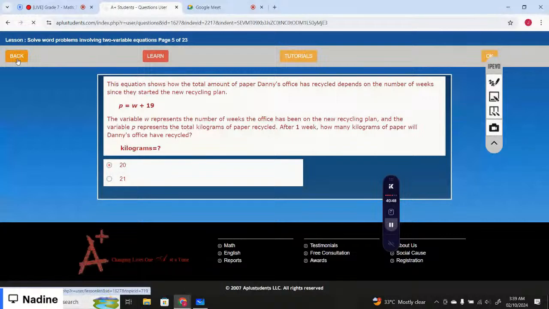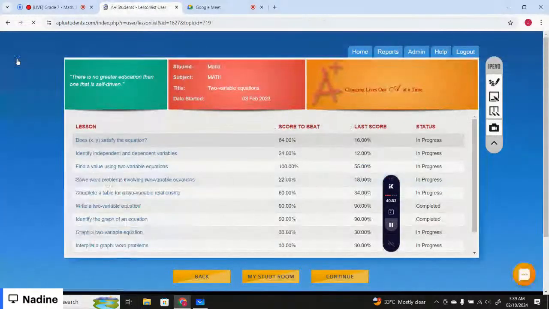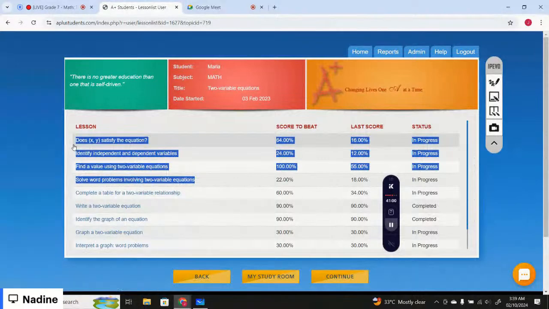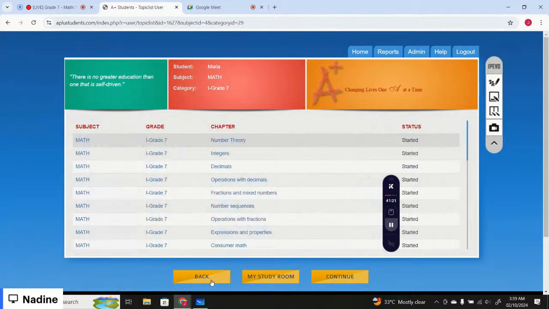Okay, you can complete the lesson by yourself later today. So we were working on grade 7 math. The chapter we were working on is two variable equations. The lessons we have covered today are: does (x, y) satisfy the equation, identify independent and dependent variables, find a value using two variable equations, and solve word problems involving two variable equations. Please make sure before the next session you complete all the practice questions we just did. That is your homework until the next session.